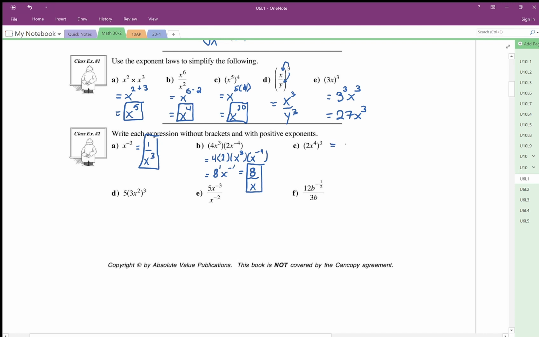Next question, okay, so 2 to the power of 3 multiplied by, so x to the 4 raised to the power of 3. 2 to the power of 3 is 8. X to the 4 raised to the power of 3, we multiply, x to the 12th.